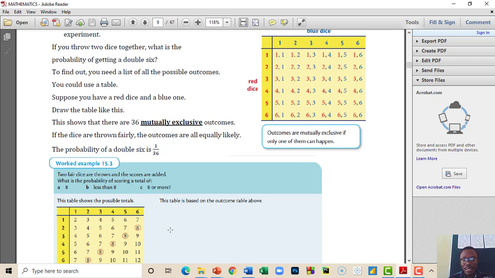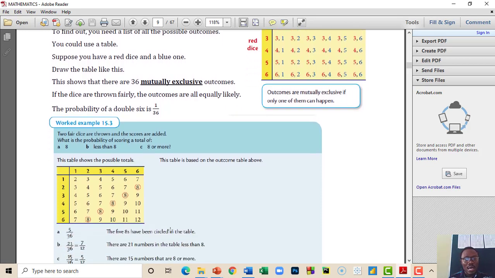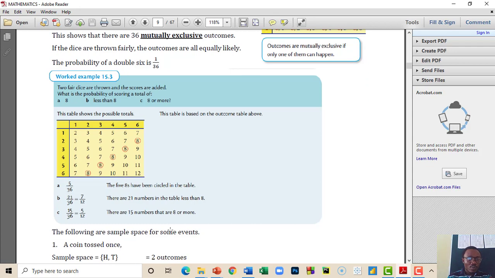If you want to write it out, you can actually pause the video and write it out. But coming back to this particular question, what we have is this. Now, for the first part, observe, we're told that the scores were added. So we're going to use this, not this particular table. Since the scores were added, what we're going to do is this.